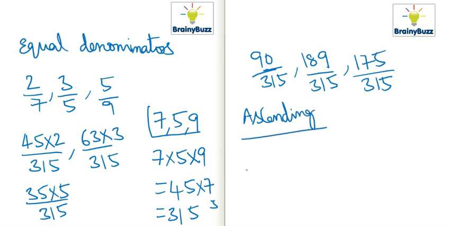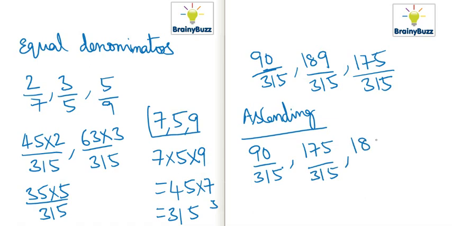Then ascending order. First the smallest one, 90/315. Second one, 175/315. And third one, 189/315. This is the process by which we can make equal denominators, and we can arrange in ascending order.